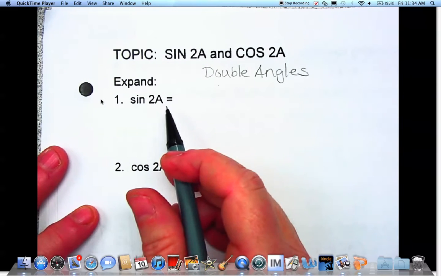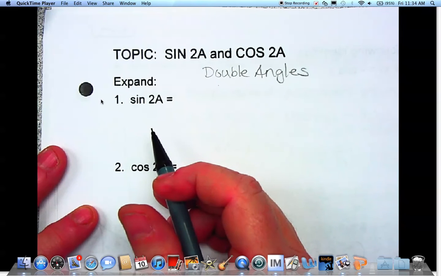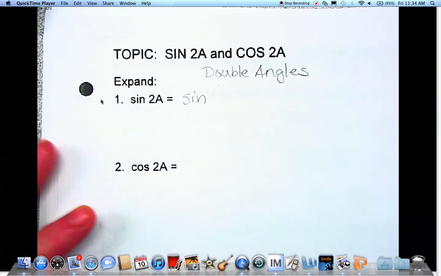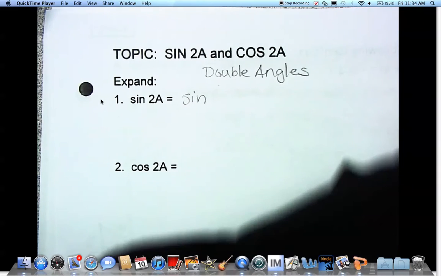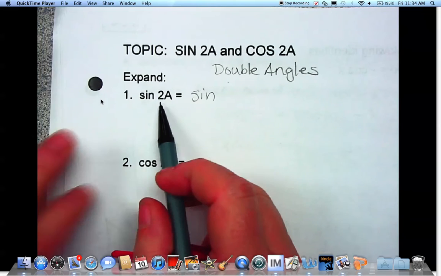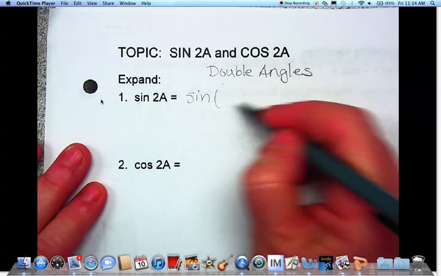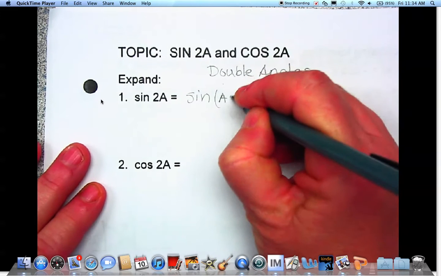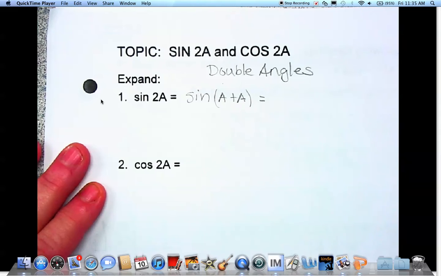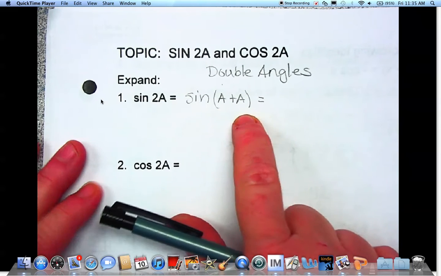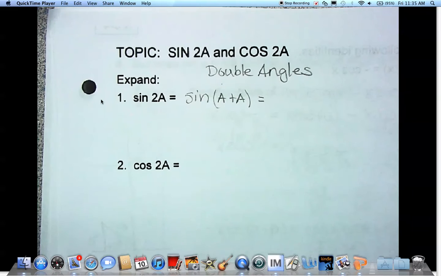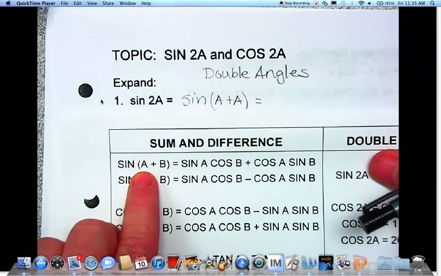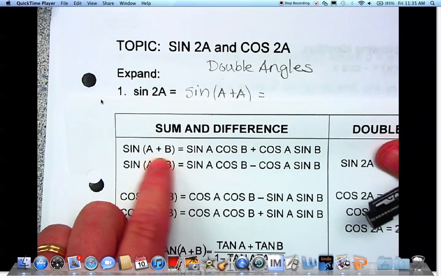What we're going to do is use the identities that we learned yesterday, the sum and difference identities. We're going to use the sum identity for sine. So how could we add 2 angles together to get 2a? What would you add together? A plus a would give you 2a, wouldn't it? So we're going to change this to the sine of a plus a, and that's what we learned yesterday, except we don't have a and b, we have a and a.